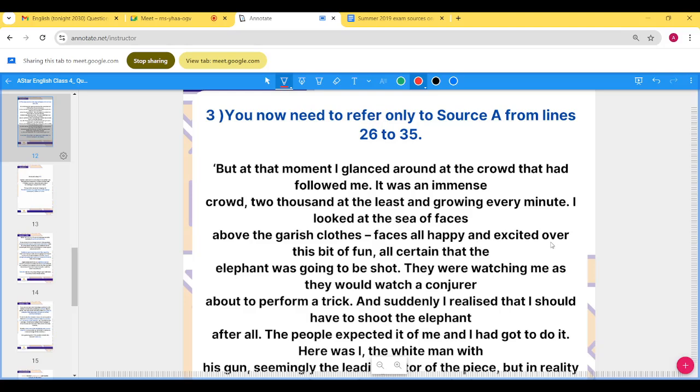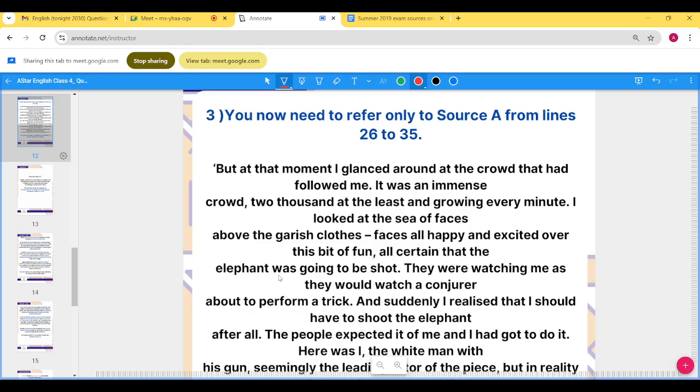"Faces all happy and excited over this bit of fun." Well, here really, this isn't a technique we've mentioned. We've got the two adjectives which show the simplicity of a crowd, but equally, this bit of fun, you can mention it as irony, but it's not fun at all for Orwell. For the crowd, it might be enjoyable, but for Orwell, it's a horrific moment. It's a violent moment. It's a moment where he's not in control.